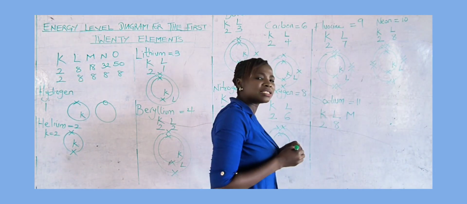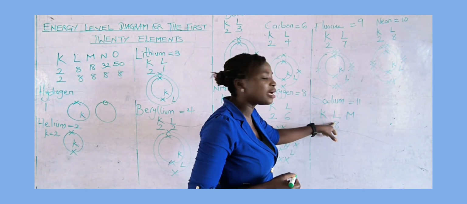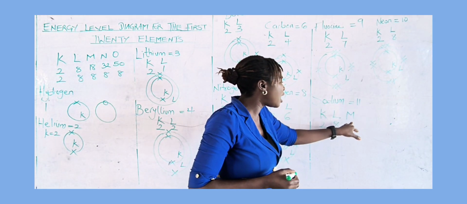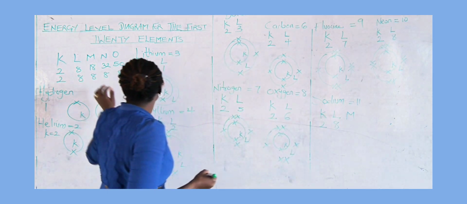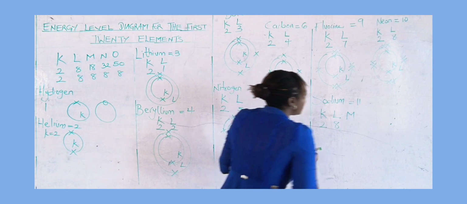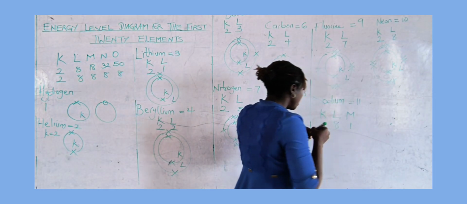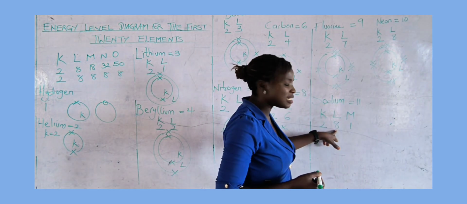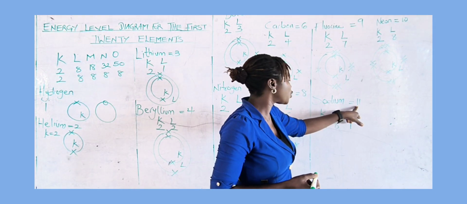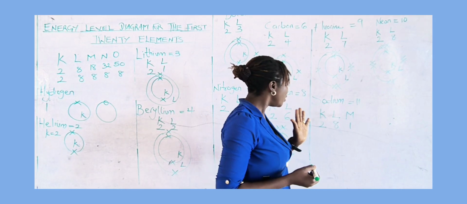I told you guys that the maximum number of electrons that can be on L is just 8. So now that we have 11, we are going to visit the next energy level, which is M. That's why we place the last one, which is 1. So 2 plus 8, that is 10, plus 1, that makes it 11. That is the actual atomic number for sodium. So I hope we're good.